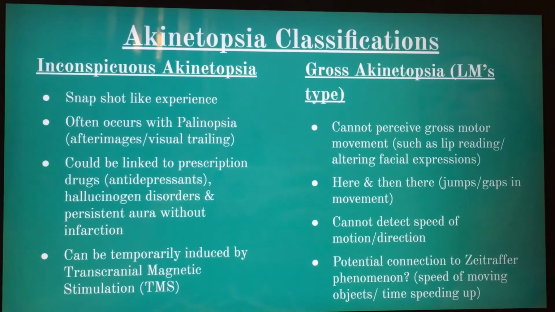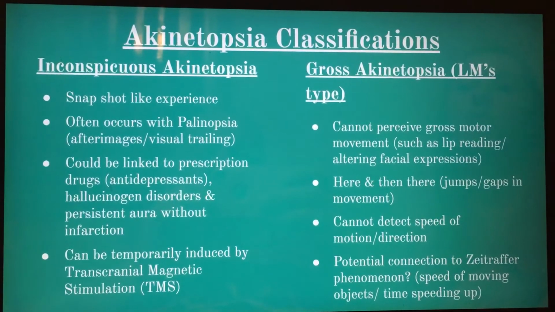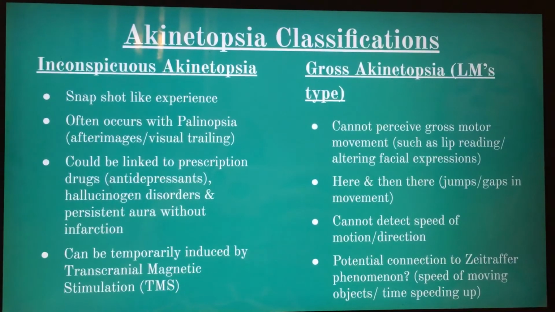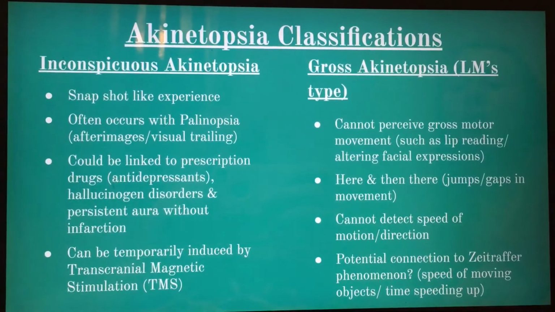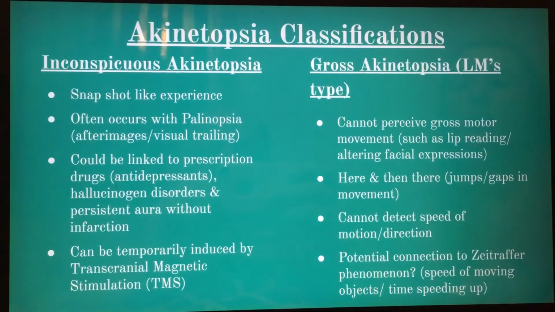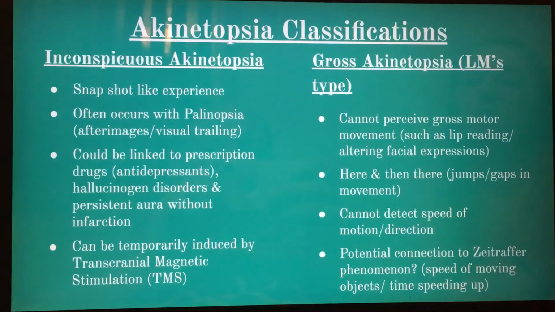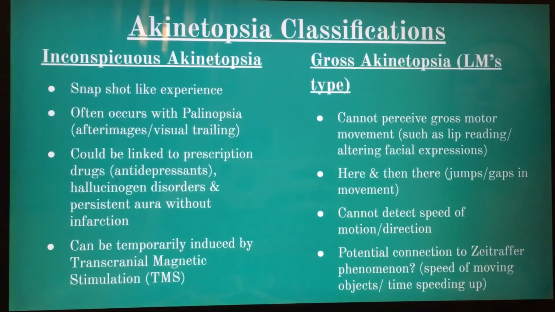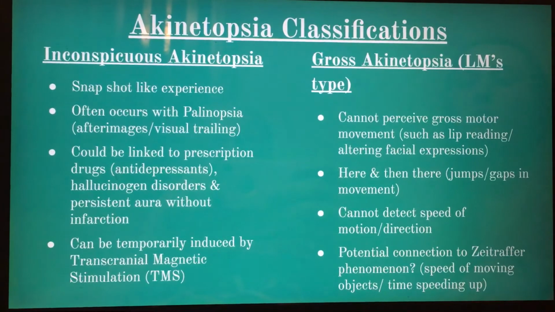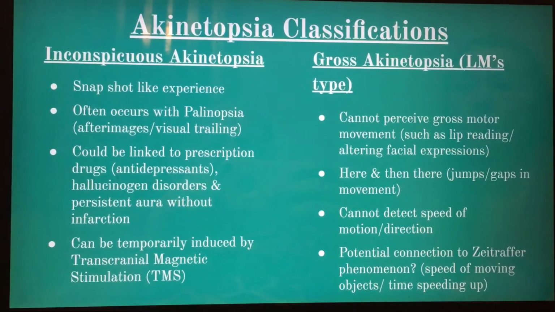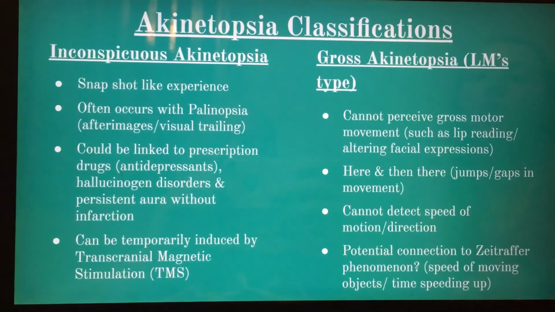There are two forms of akinetopsia. So there's inconspicuous akinetopsia, which is perhaps the most common form. This is where you experience snapshot-like experiences. It often occurs with palinopsia, which is afterimaging and visual trailing. It can be linked to prescription drugs such as antidepressants and even LSD, hallucinogenic disorders, and persistent aura without infarction. Inconspicuous akinetopsia can also be temporarily induced by transcranial magnetic stimulation.